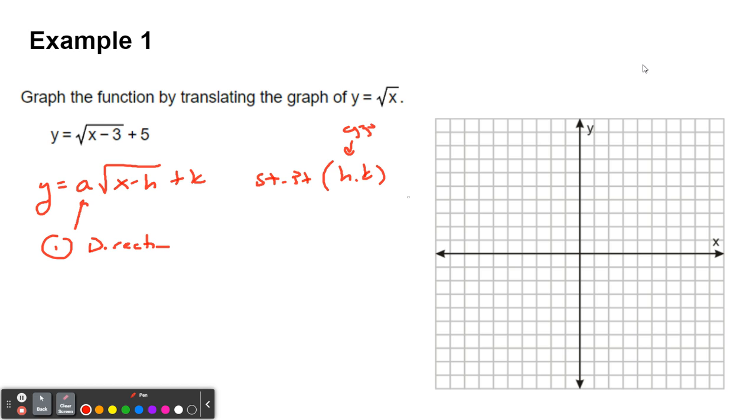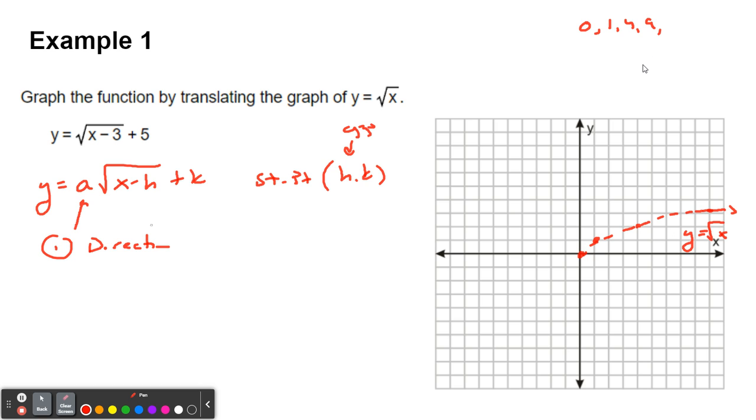So I know in the general graph, and I'm going to do it right here, we have 0, 0, 1, 1, and 4, 2. Because this is a bigger graph, I'm also going to put the point 9, 3. So my perfect squares are 0, 1, 4. The next one would be 9. The square root of 9 is 3. So if I go 1, 2, 3, 4, 5, 6, 7, 8, 9, 1, 2, 3, there's my next point, and there's my parent function. So that is the graph of y equals the square root of x. I'll put it right here.